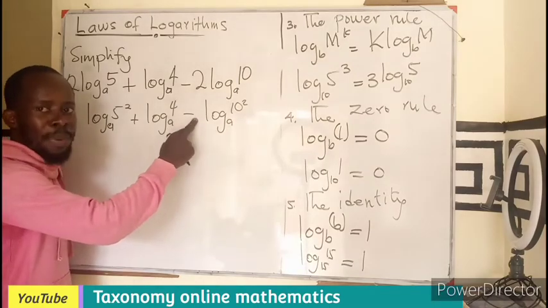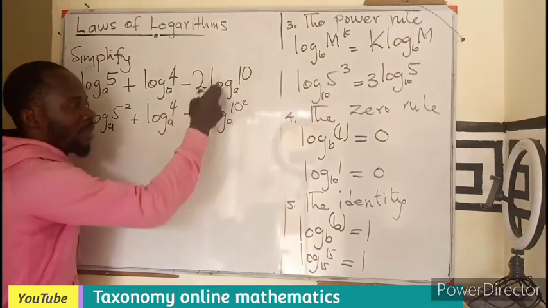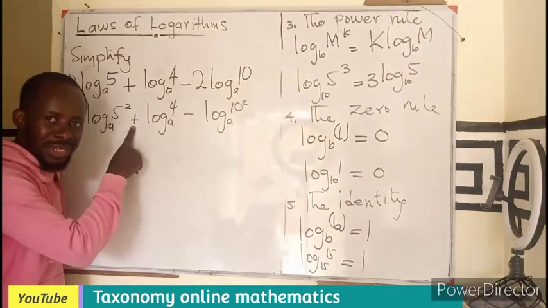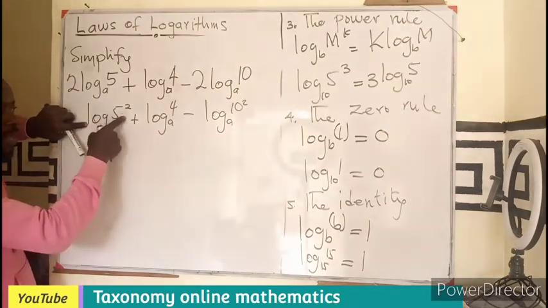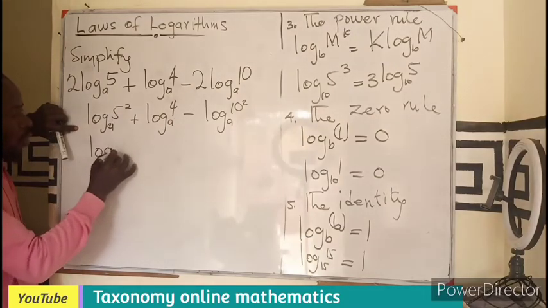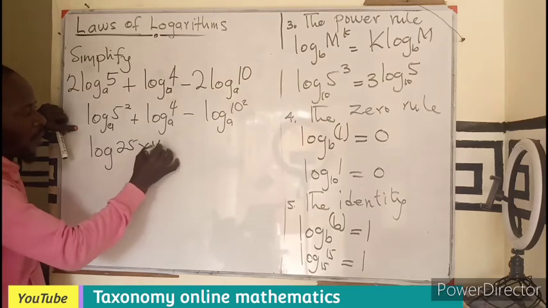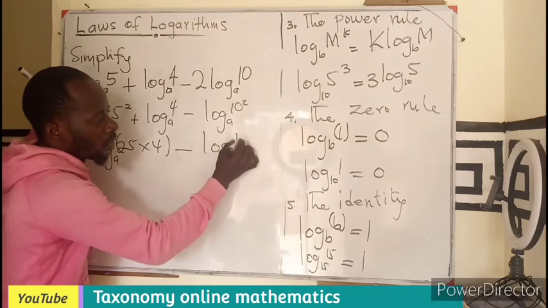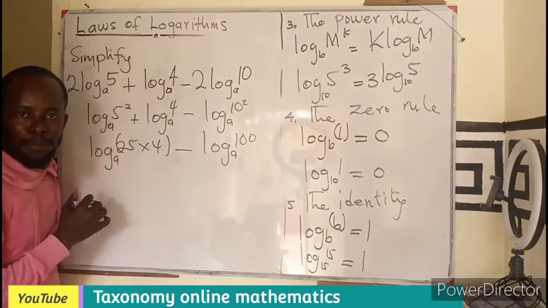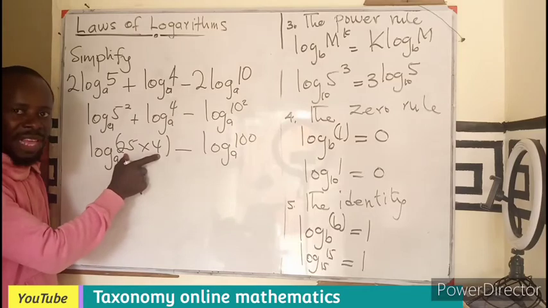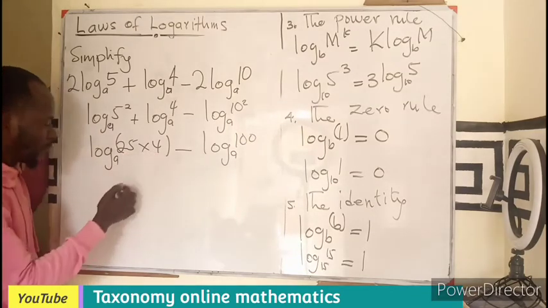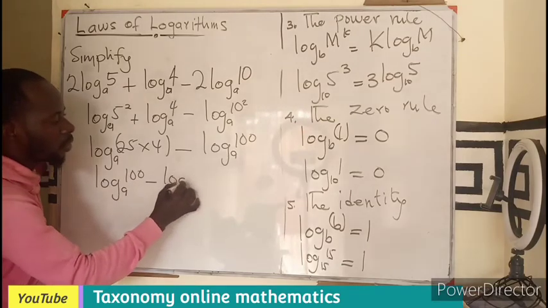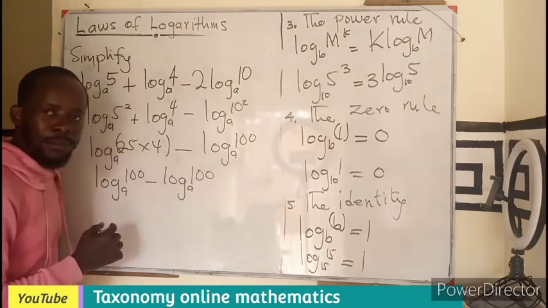We are using property 3, or law 3, that is the power rule, taking the number to become a power. Then we are going to translate the addition to the product rule. Meaning this is 25, so I'm having log 25 times 4 to the base a minus log 100 to the base a. I believe you know this. 25 times 4 will give you what? 100. So log 100 base a, minus log 100 base a.